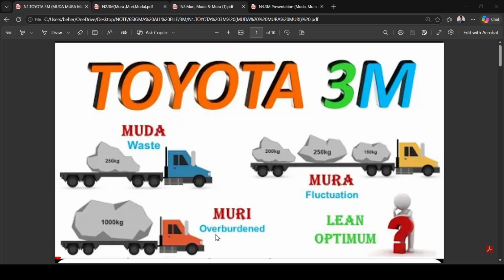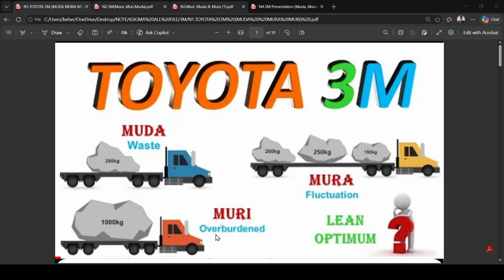T means transportation. Transportation means the unnecessary movement of materials. Inventory means the excess stock of material. Then motion. Motion means the unnecessary movement of people. W means waiting, the idle time when no work is happening. That is called waiting time.